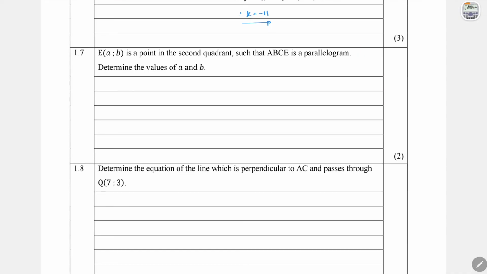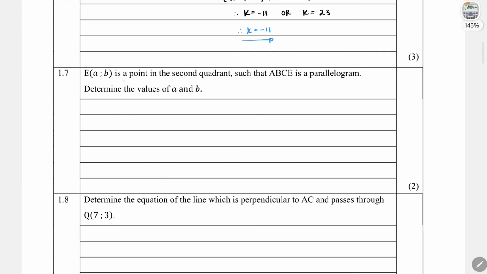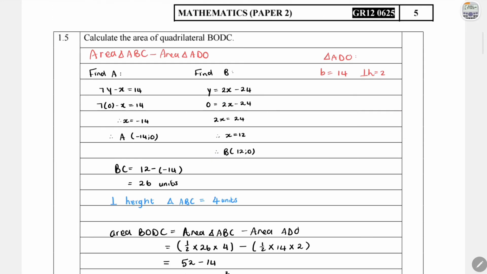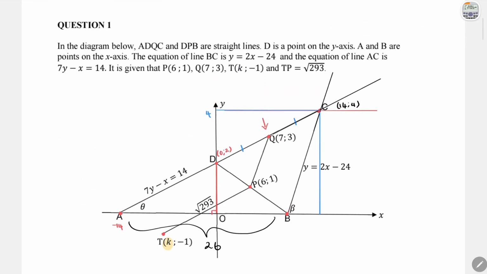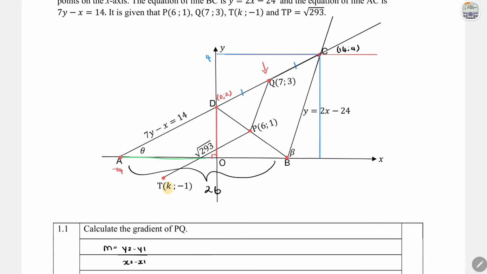Question 1.7 says, E, which is (a, b), is a point in the second quadrant such that ABCE is a parallelogram. Determine the values of a and b. Let's look at the ABCE that they are referring to. So they're talking about this shape A, B, C, E. And E is in the second quadrant. So it forms this parallelogram. And this over here is E, and that's A and B.